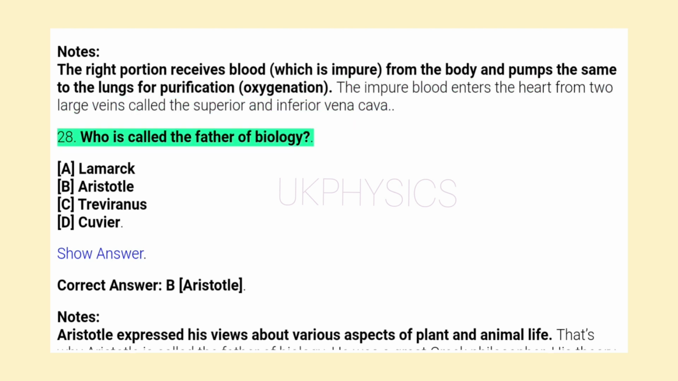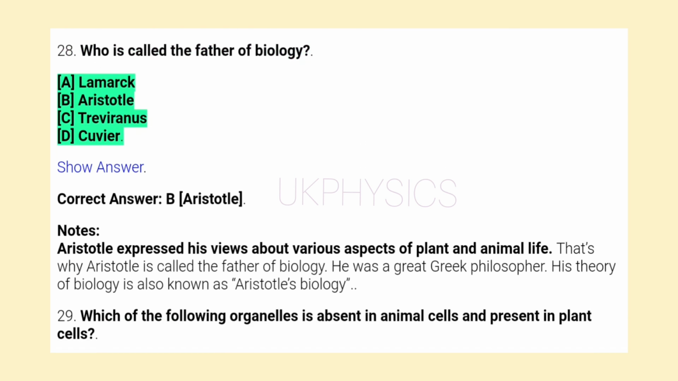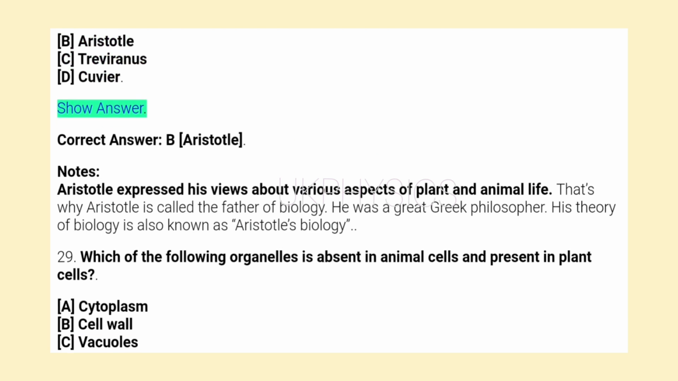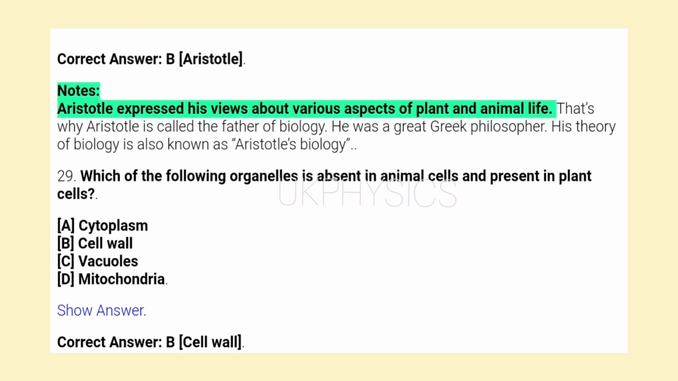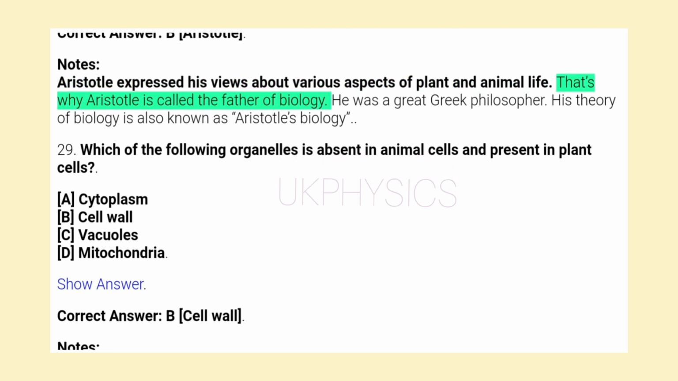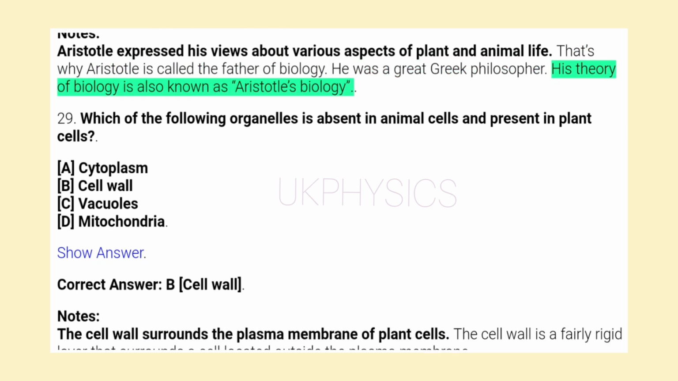28. Who is called the father of biology? A. Lamarck, B. Aristotle, C. Treviranus, D. Cuvier. Show answer. Correct answer, B. Aristotle. Notes: Aristotle expressed his views about various aspects of plant and animal life. That's why Aristotle is called the father of biology. He was a great Greek philosopher. His theory of biology is also known as Aristotle's biology.